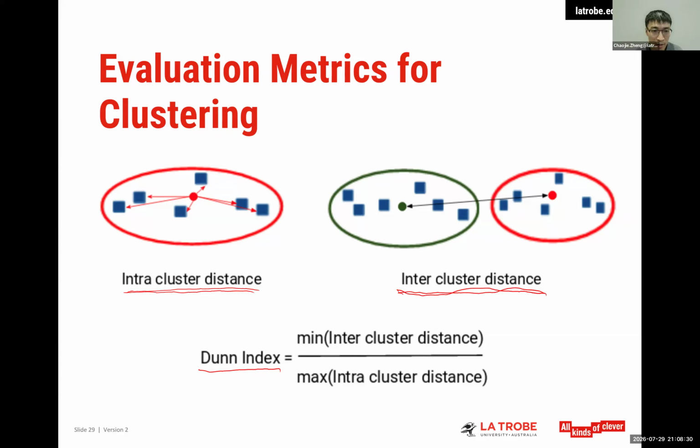So here comes the Dunn index. The numerator is the inter-cluster distance, and the denominator is the intra-cluster distance. So we are expecting the inter-cluster distance to be high, but the intra-cluster distance to be low. That will result in a high Dunn index. So an ideal clustering result would have a high Dunn index.